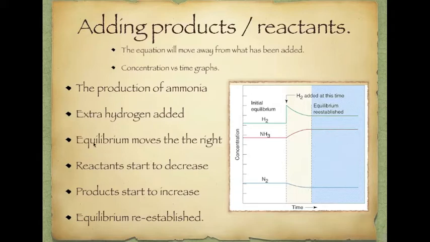Okay, so what happens? Production of ammonia: add extra hydrogen, equilibrium moves to the right, reactants start to decrease, products start to increase, and equilibrium is re-established here. Notice that the amount of hydrogen is still higher than what you started off with, but the amount of nitrogen is less because that just decreased.